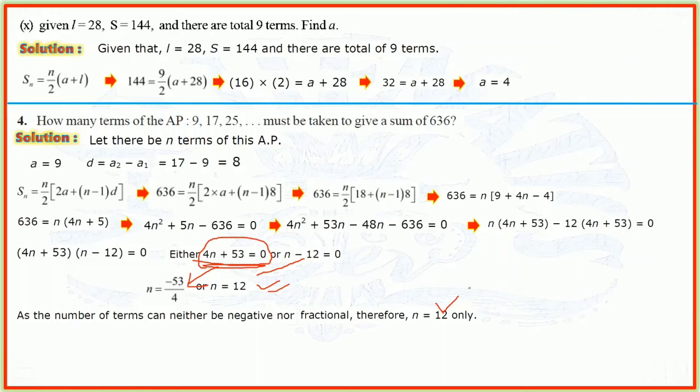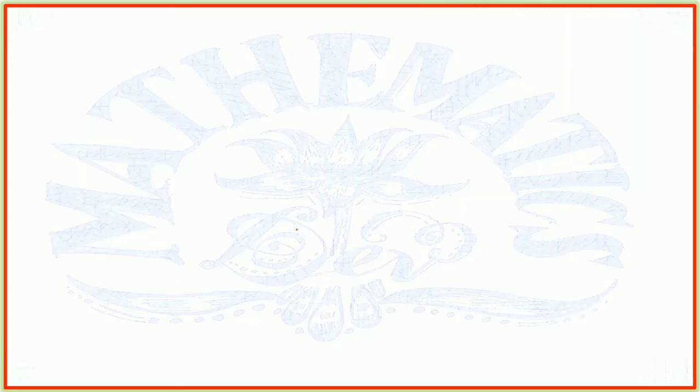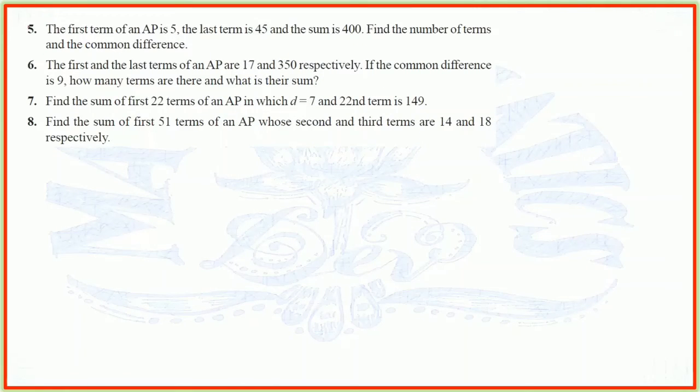So this was our answer which we were looking for. How many terms? 12 terms will be there to give you a sum of 636. That's all about this question number 4. Next, questions number 5, 6, 7, 8 are also of similar nature. I will give you a brief idea about these four. You can solve them by yourself.